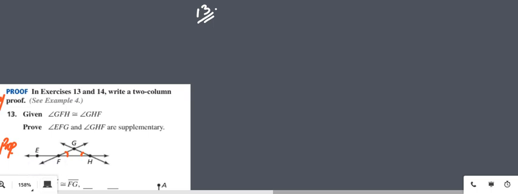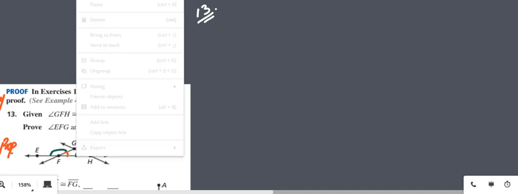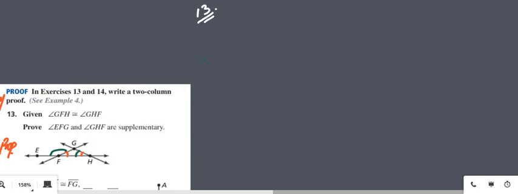Then prove that angle EFG, which I am going to highlight with the green color, EFG, this angle, and angle GHF, this angle, they are supplementary angles. What are supplementary angles? If their sum is 180. Okay, so that's what we have to prove.